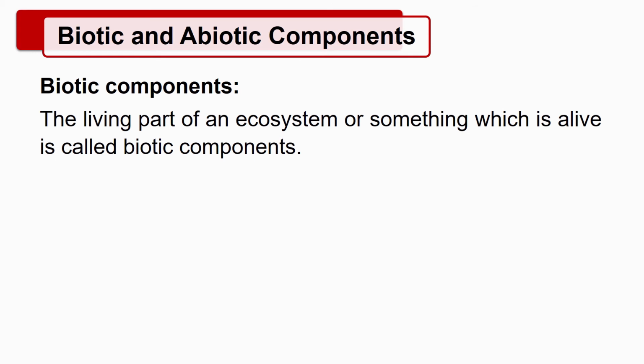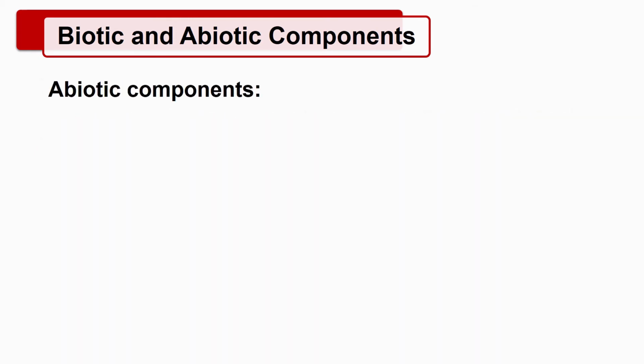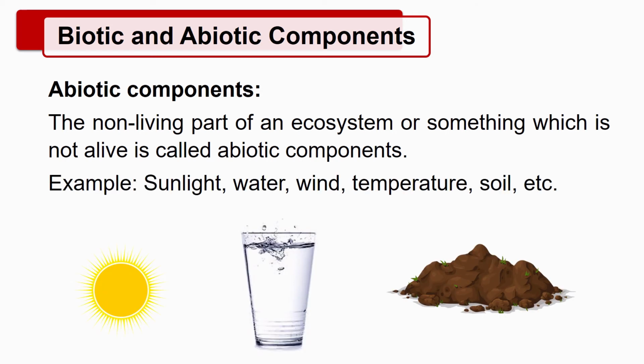Now let's discuss what is meant by biotic and abiotic components. Biotic components. The living part of an ecosystem, or something which is alive, is called biotic components. Example, plants, animals, human beings, etc. Abiotic components. The non-living part of an ecosystem, or something which is not alive, is called abiotic components. Example, sunlight, water, wind, temperature, soil, etc.